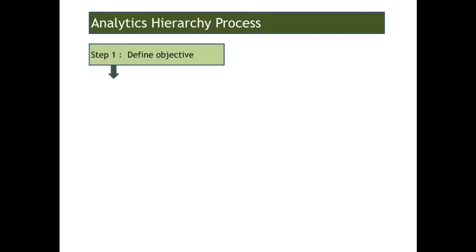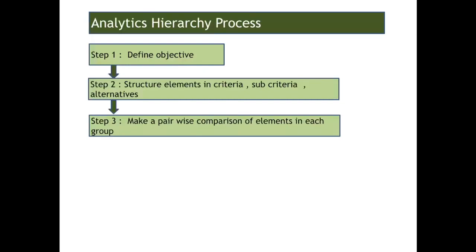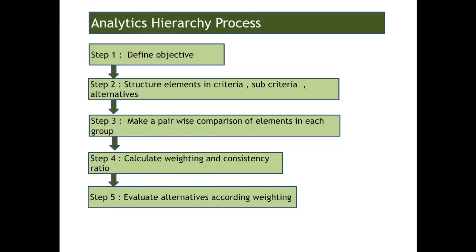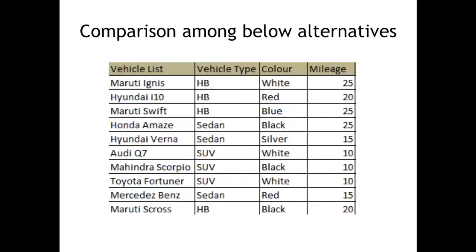The first step is to define the objective. After this, we define the structural elements: criteria, subcriteria, and alternatives. Then we make a pairwise comparison of elements in each group. After this, we calculate weighting and consistency ratio. Then we evaluate alternatives according to weighting. And in the end, after we follow all of these steps in order, we get the ranking. Let's look at an example. Let's look at the next slide for a better understanding.